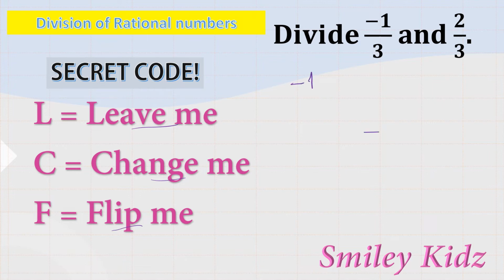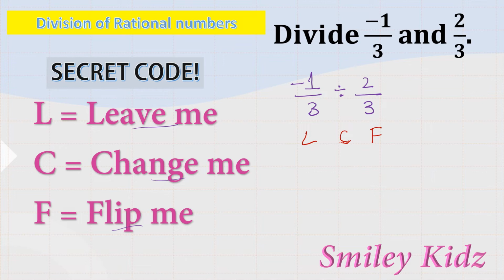So here is our example. Minus 1 by 3 divided by 2 by 3. So now let's apply our secret code LCF. L is for minus 1 by 3. C is for division symbol. And F is for 2 by 3.